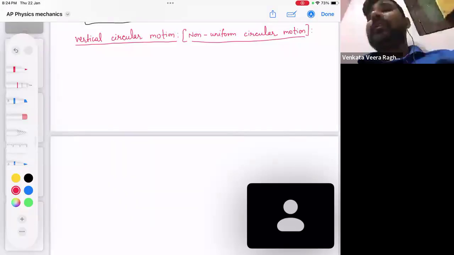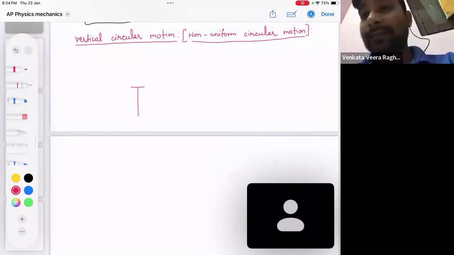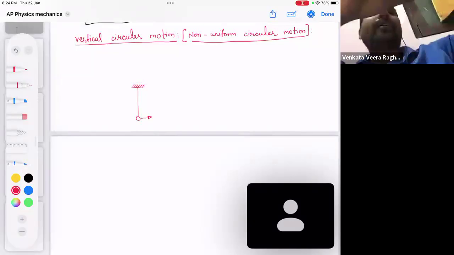Okay, so in vertical circular motion, what happens? The motion of the particle takes place in the vertical plane, something like this. A pendulum is there, attached to a fixed support. Now you see, if you give some velocity at this bottommost point, what will happen? If I don't give enough velocity, let's say it is a pendulum hanging like this, it will go and again come back, no? But if I give enough velocity, then the pendulum will go like this and start completing the circular motion, isn't it?